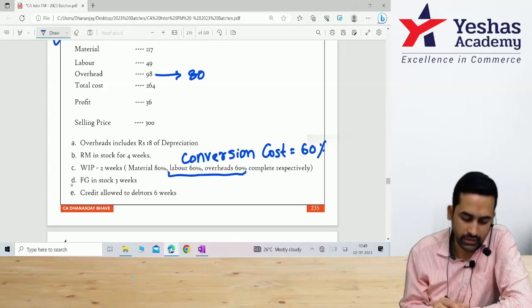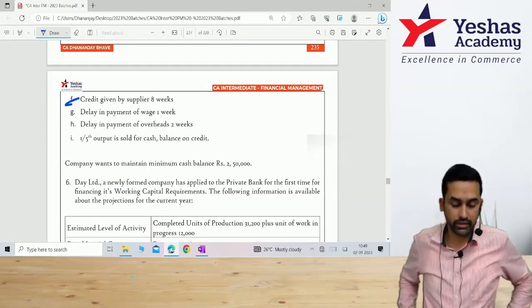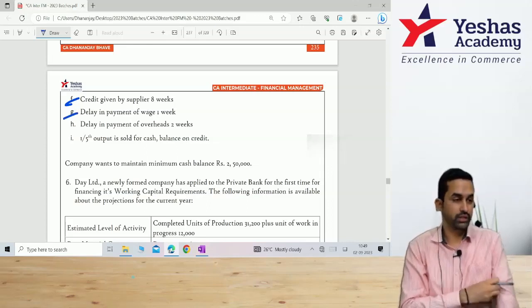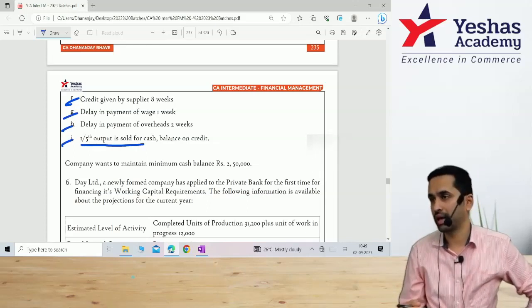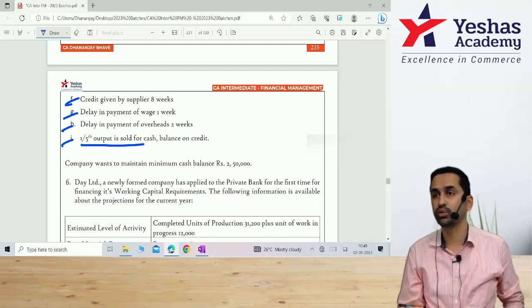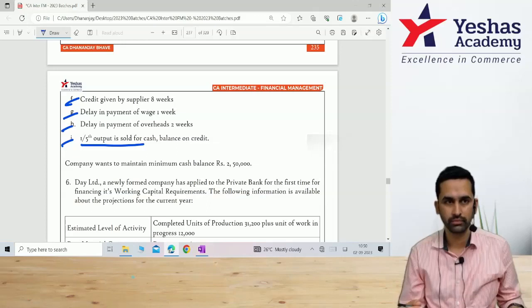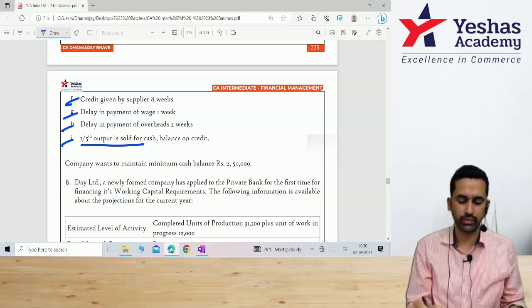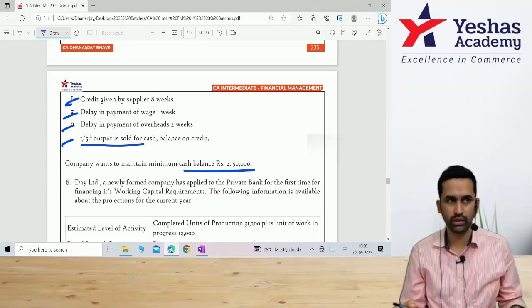Next, FG in stock for 3 weeks, credit allowed to debtors, that is customers, 6 weeks, credit given by suppliers, 8 weeks, delay in payment of wages, 1 week, and delay in payment of overheads, 2 weeks. 1/5 of output is sold for cash, balance on credit. So when you do debtor estimation, you can't take on total quantity sold. Only credit sale should be considered. Right? Next. Company wants to maintain a minimum cash balance of 2.5 lakh. Good to start.